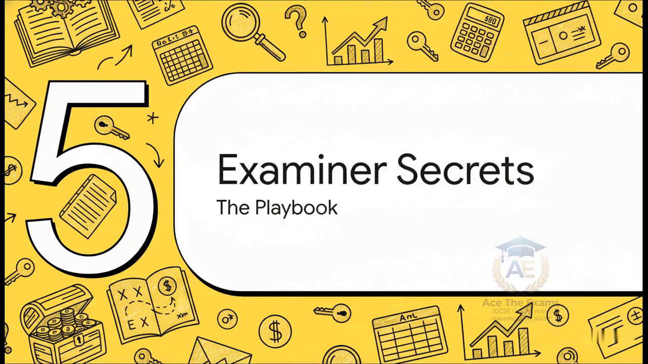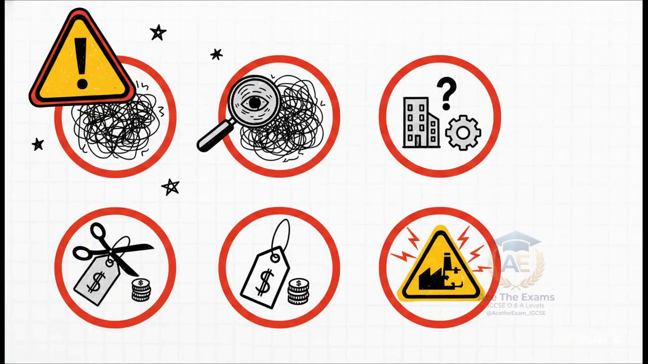And finally, part 5. Examiner secrets and pitfalls, the playbook. Okay, straight from the grading floor, here is the playbook. These are strict warnings about common, easily avoidable pitfalls that absolutely devastate exam grades. Number 1, poor handwriting in ledger accounts. Seriously, if I cannot read your numbers or distinguish your B/D from your C/D labels, I simply cannot award you method marks. It really is that simple.